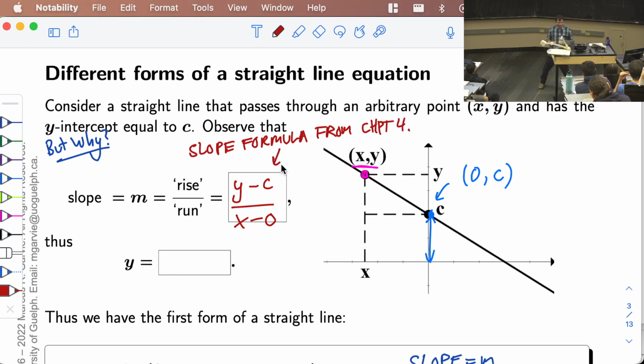Okay. And if you know that the slope is m, I calculated the slope, but you already told me that the slope has to be m. Now I have a beautiful equation. M equals something. M is y minus c divided by x. And if m equals y minus c divided by x, I can rearrange.